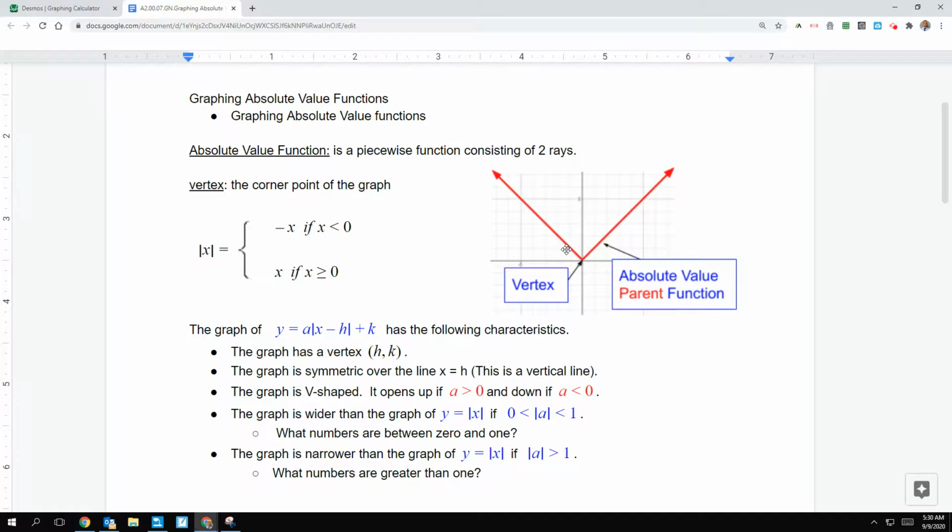The graph is narrower than the graph of y equals the absolute value of x if the absolute value of a is greater than 1. So if this value right here is bigger than 1, then the graph is going to go vertical very quickly.